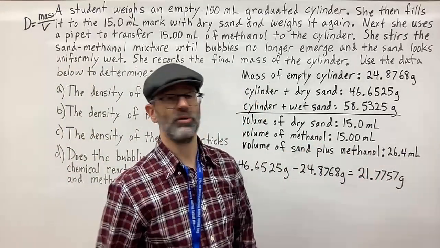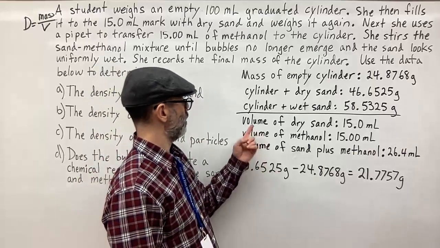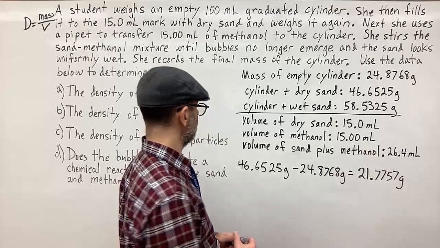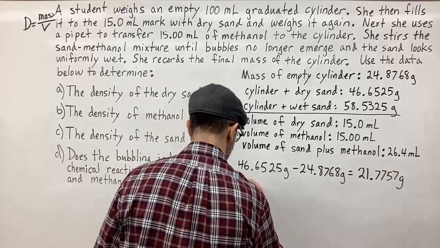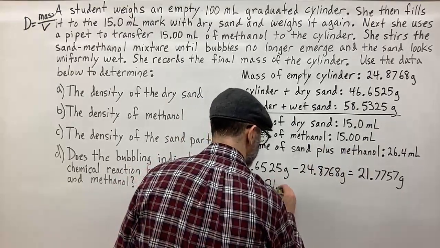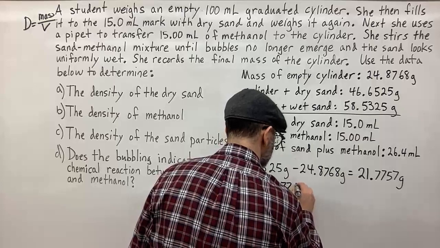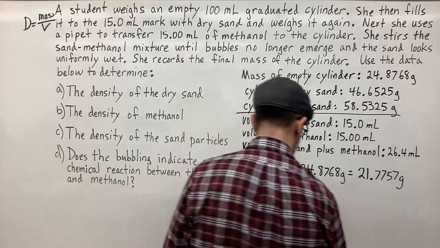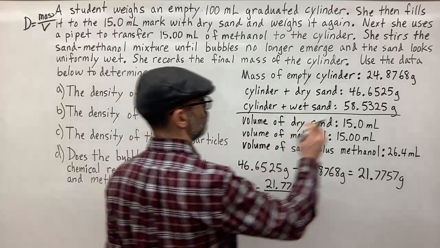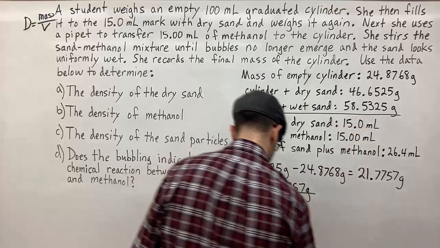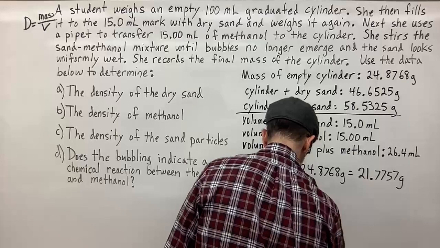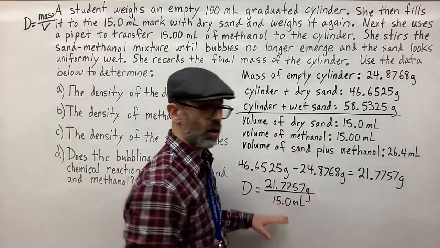So now we have the mass of the dry sand. Now all we need is the volume. Well, look here, we have the volume of the dry sand, 15 milliliters. So to find the density, we just take the mass, 21.7757 grams, divided by the volume, 15.0 milliliters. Now all we have to do is calculate that.